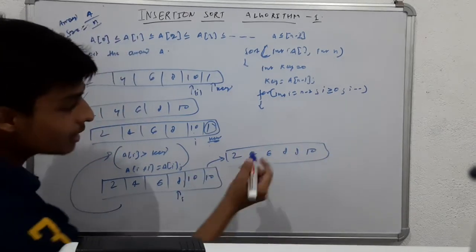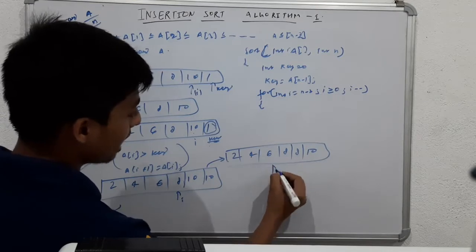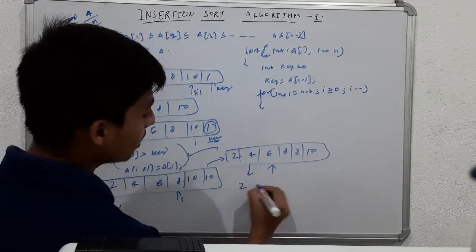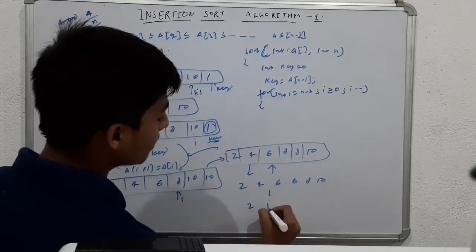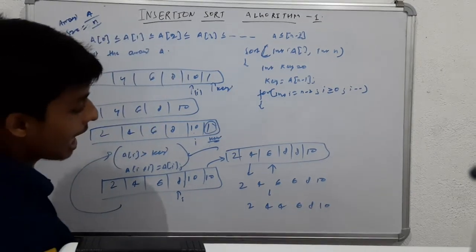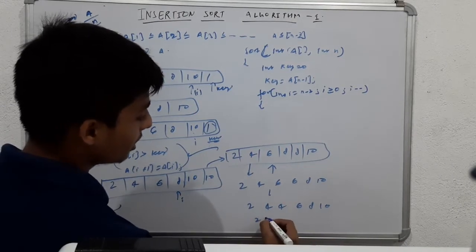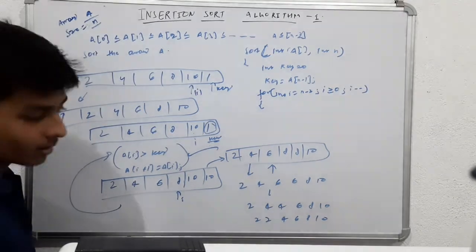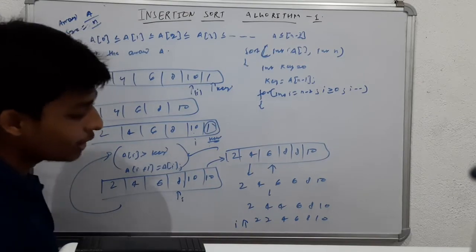Again i has been decremented, so it will come here and do the same stuff. From here you will get 2, 4, 6, 6, 8, 10. If you go on doing this, you will get 2, 4, 4, 6, 8, 10. And if you go on doing this, again you will get 2, 2, 4, 6, 8, 10. At the last iteration, when your i value becomes negative, i will be pointing to minus 1.